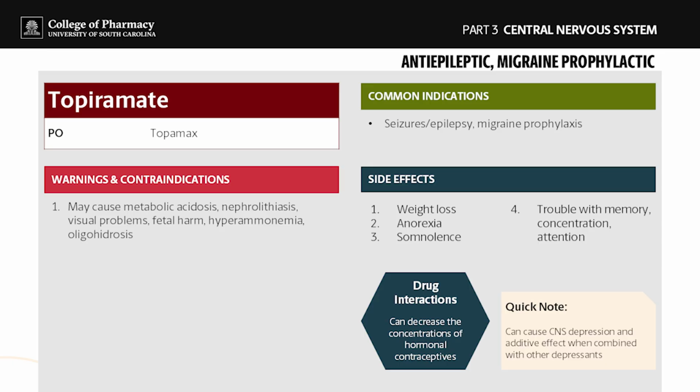It also causes, and I have seen this in patients, trouble with memory, concentration, and attention. But the memory is a big thing. That happens fairly often, so be aware and let them be aware. This drug could cause metabolic acidosis, visual problems, and fetal harm, and you've got to just remember that, okay? But the main thing I think with this drug is the side effects. And note, this can also decrease the concentrations of hormonal contraceptives. So advise your patients.